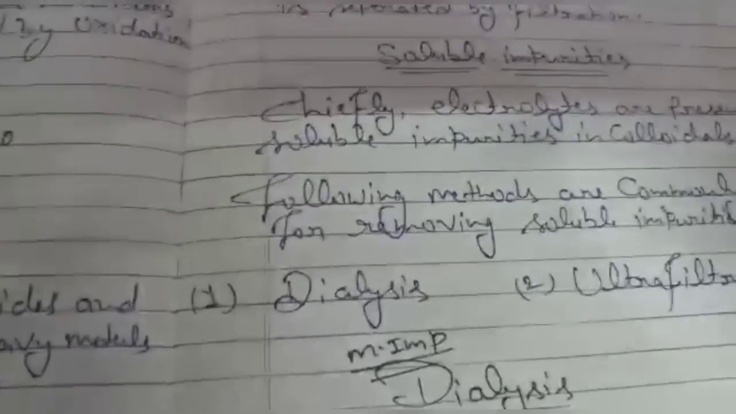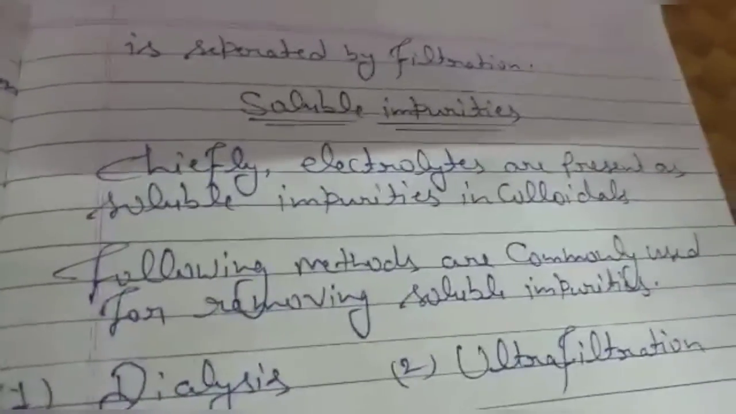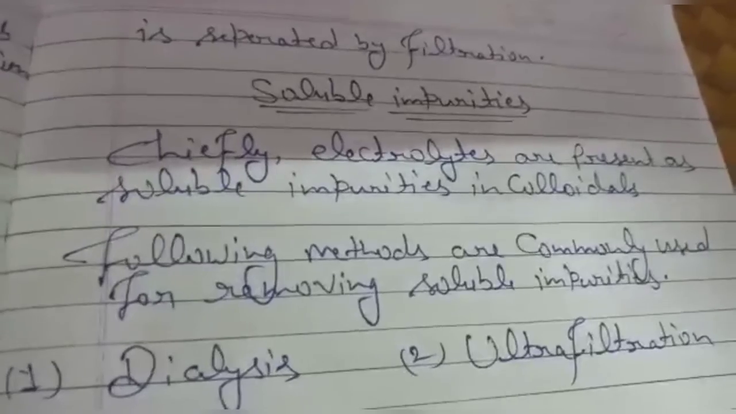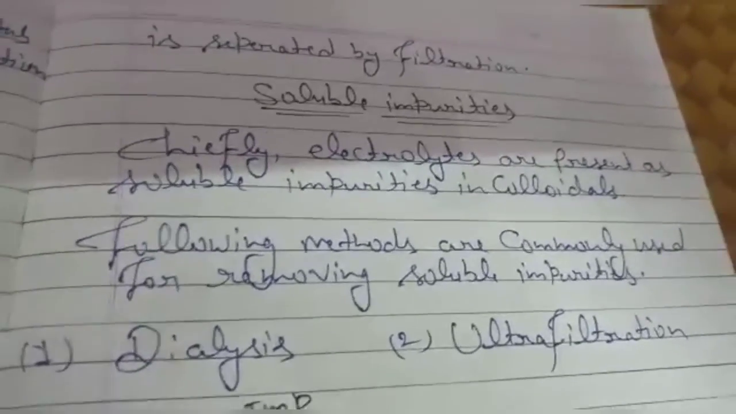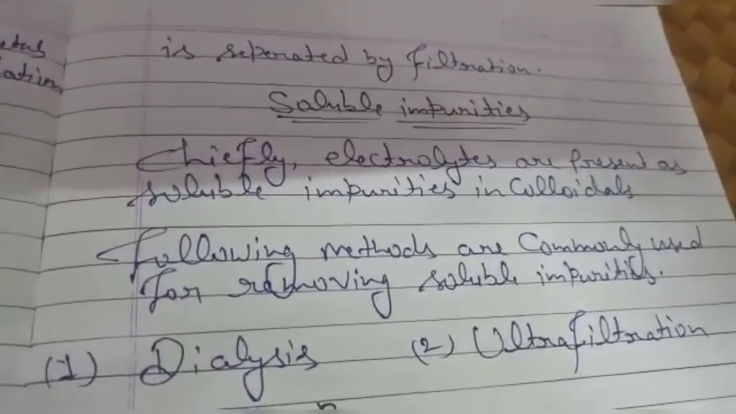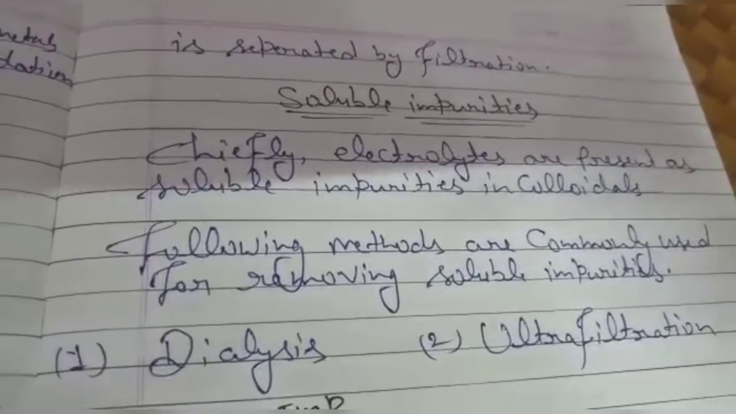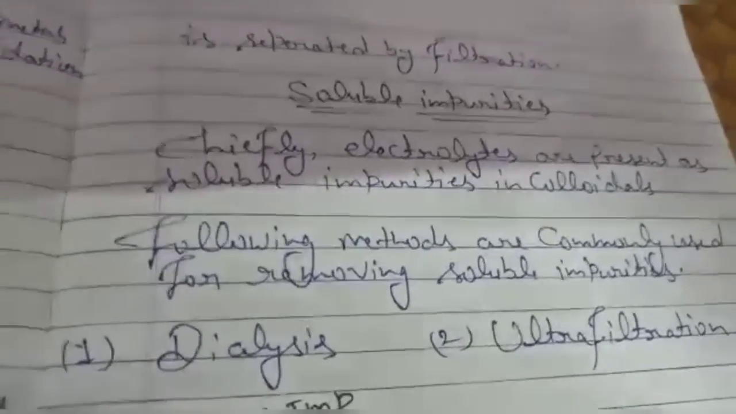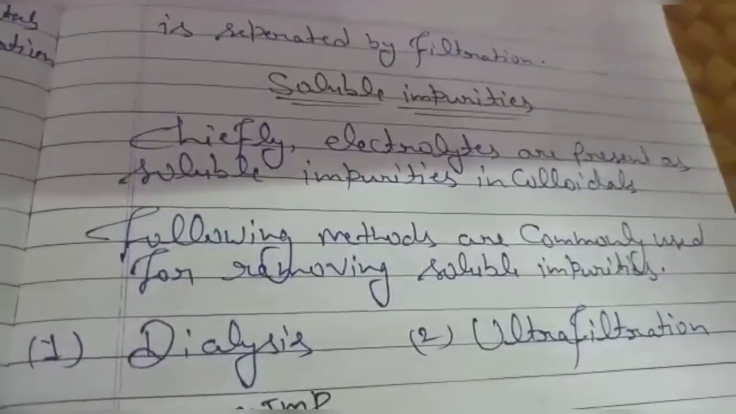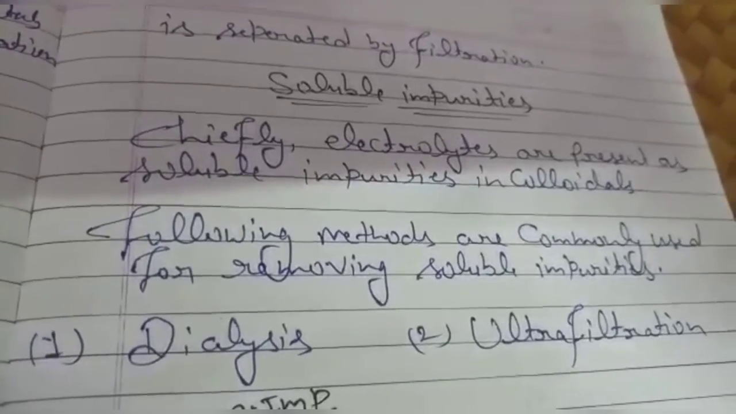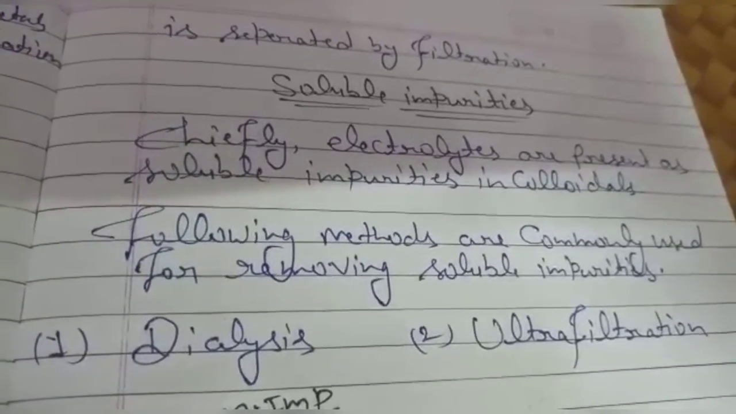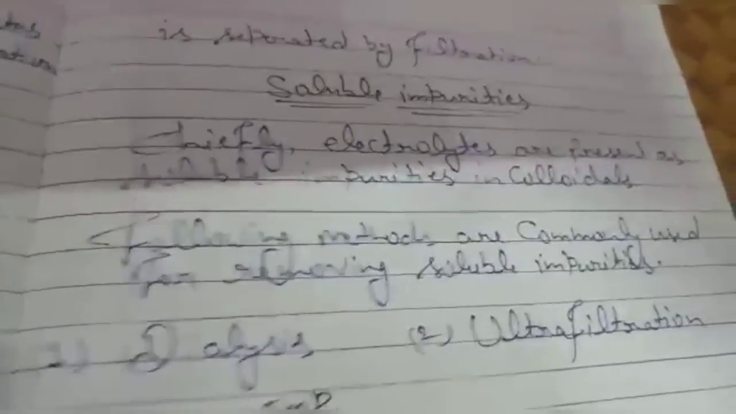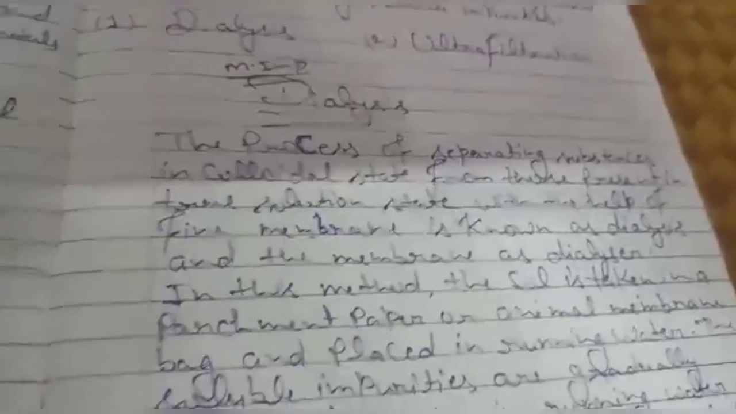And soluble impurities are electrolytes. The main soluble impurities are electrolytes. There are two following methods for purification of colloidal solution. First is dialysis and second is ultrafiltration. Dialysis is the most important topic, related to your examination. Okay, so now, what is dialysis?